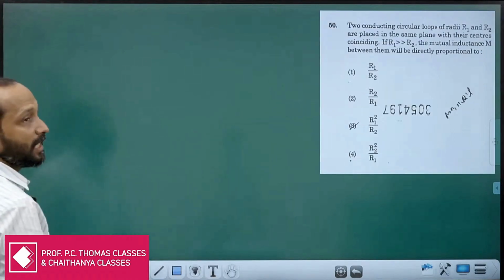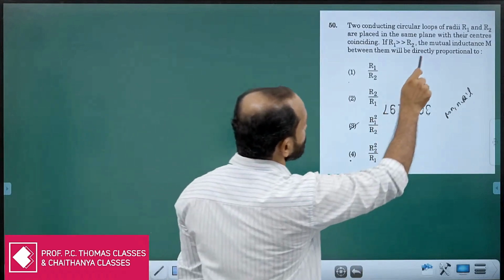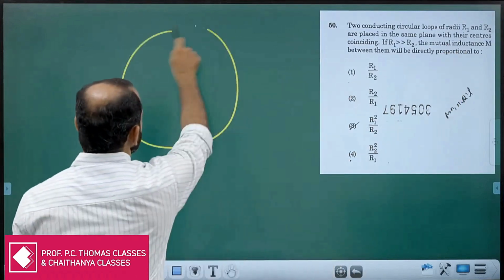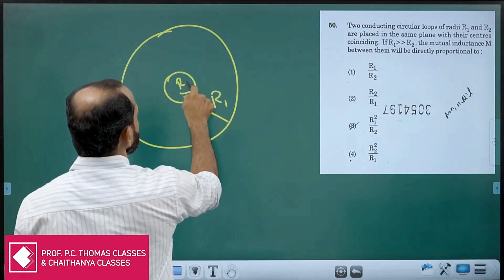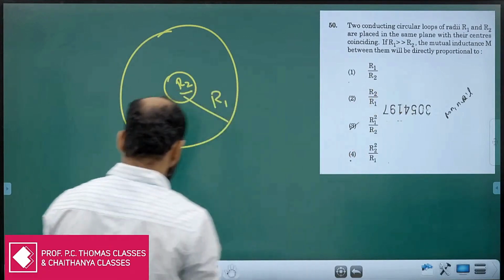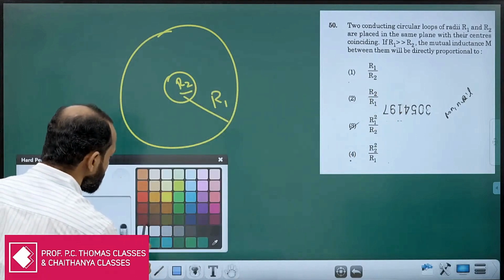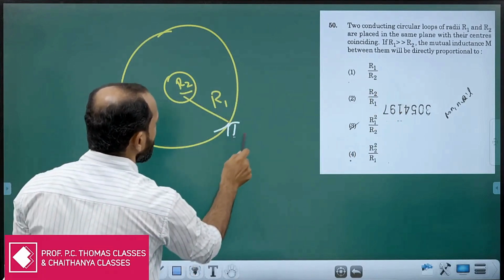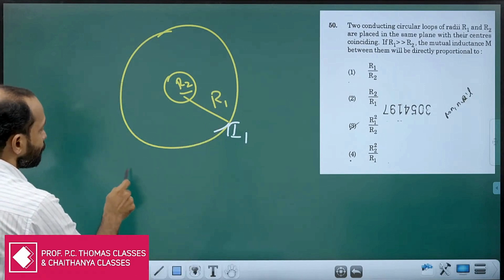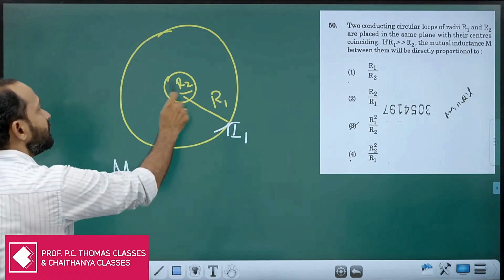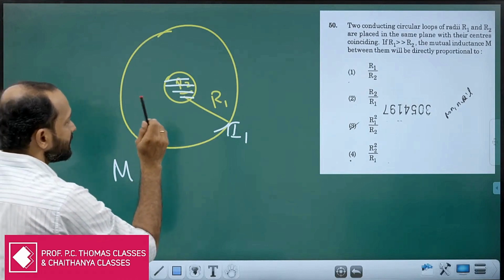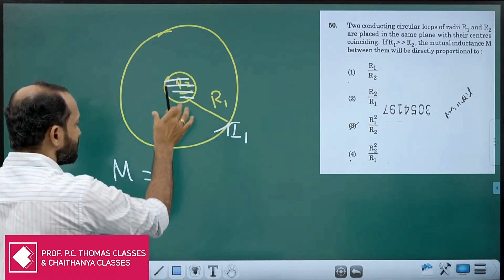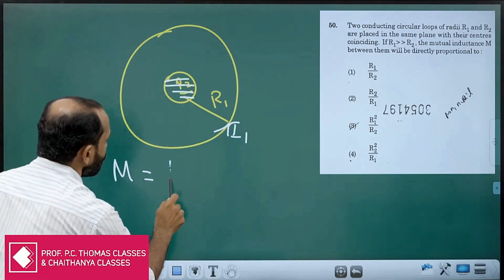So 50, the last one. Two conducting circular loops of radii R1 and R2, R1 is greater, R2 is very small, kept concentric. For getting the mutual inductance expression, what we do is send a current I1 in the outer coil and find the flux in the inner one. What is the flux in the inner one? Field into area. Theta is 0, that's why flux is maximum. What is that field?